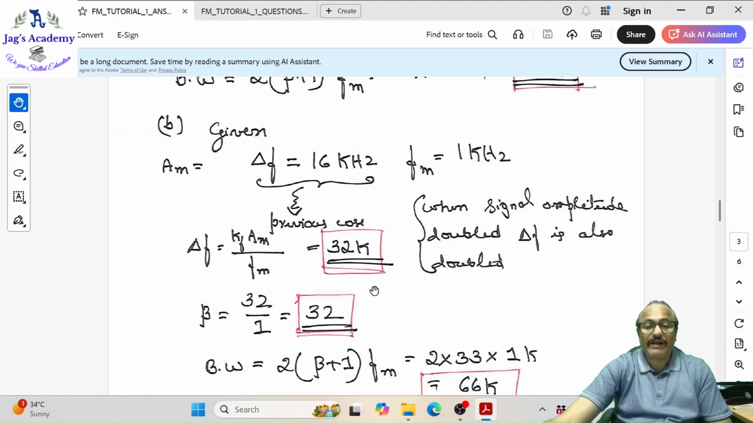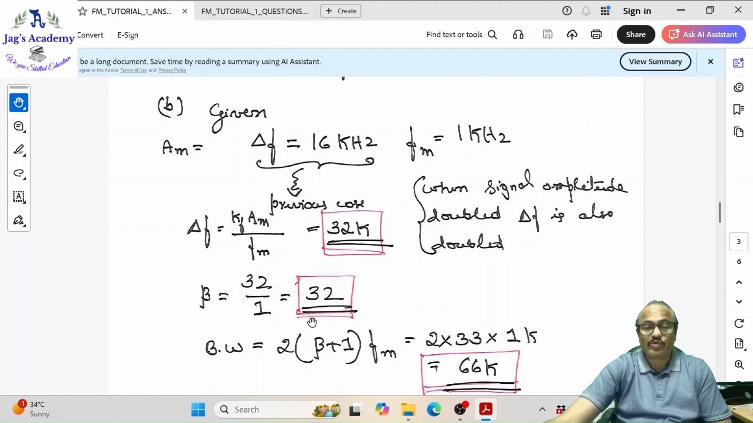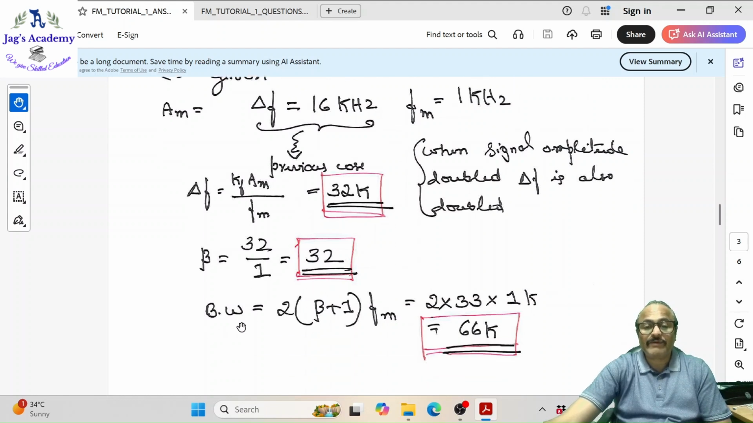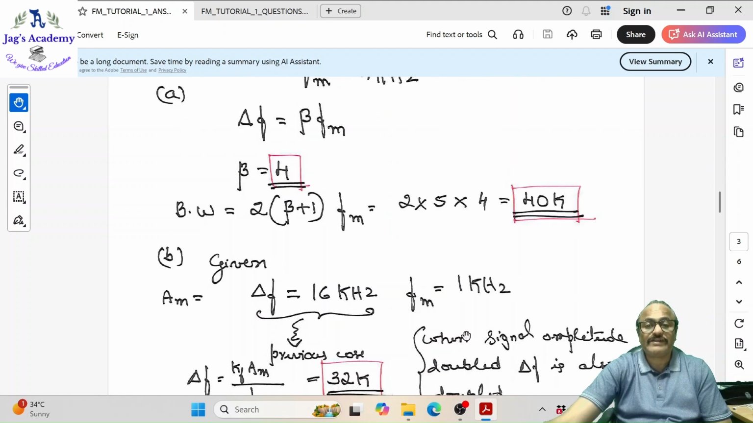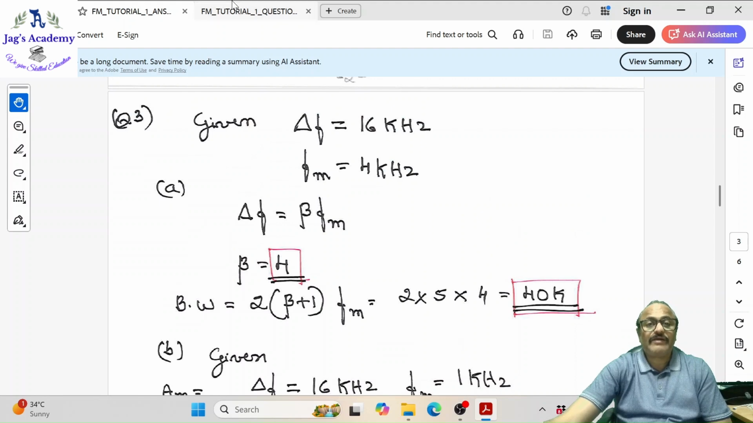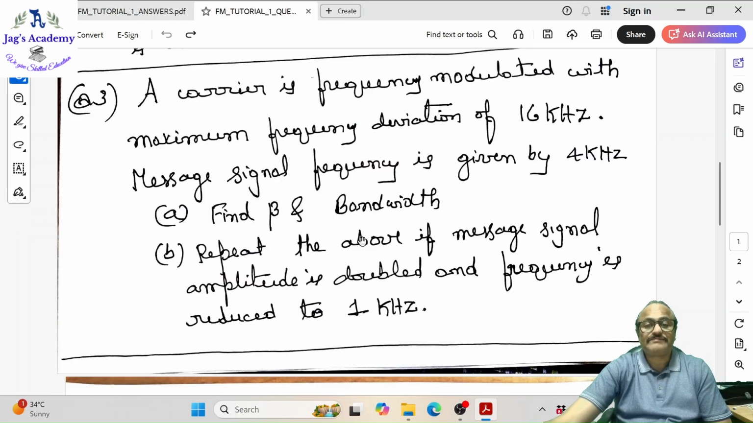When delta F is doubled and your message signal frequency is 1 kilohertz, beta changes. Now beta is equal to 32. In the second case, beta has become 32. Now for that beta, can you calculate the bandwidth? Bandwidth is equal to 2 times (beta plus 1) into Fm. That is 2 into 33 into 1 kilohertz, which is going to be 66 kilohertz. So this is the solution for this particular problem.